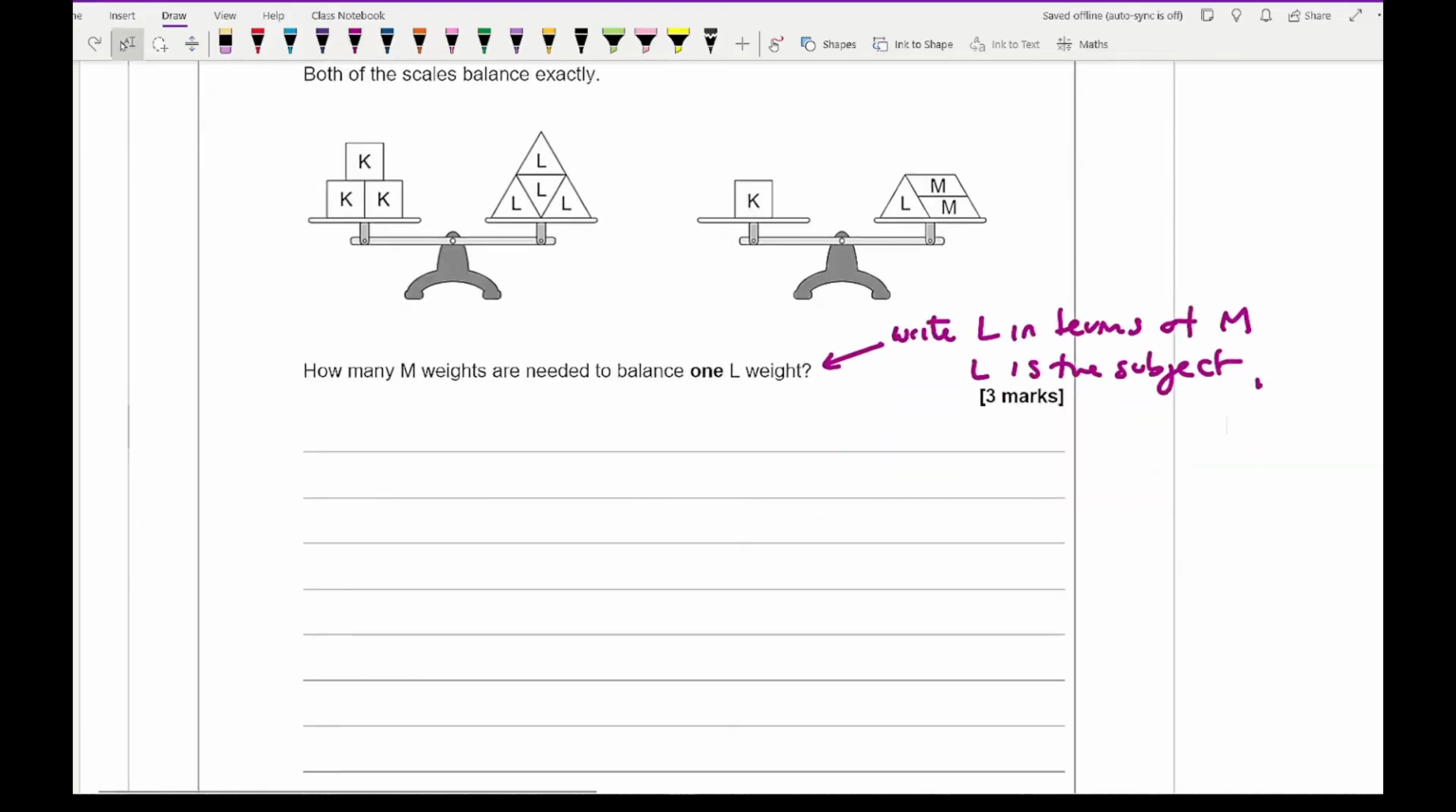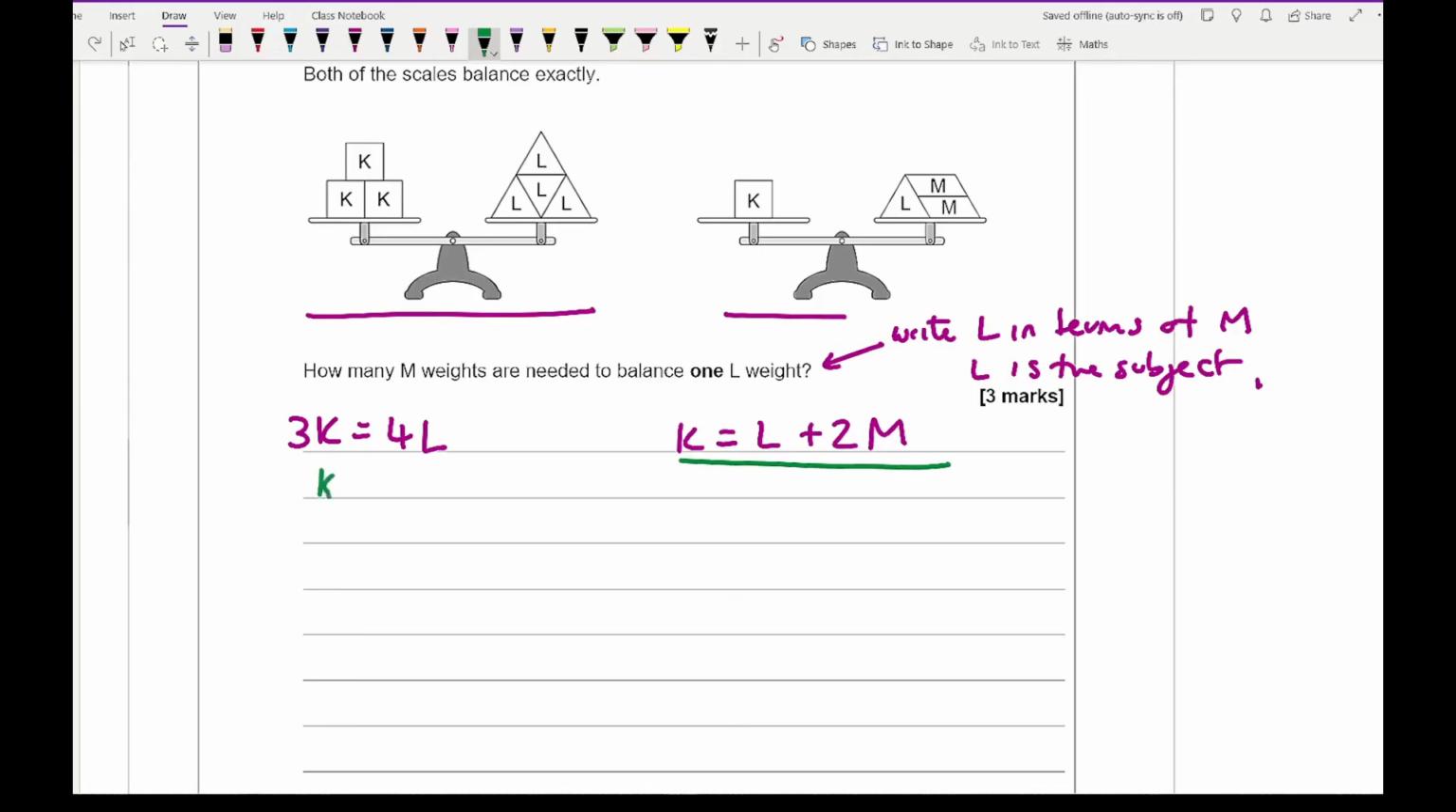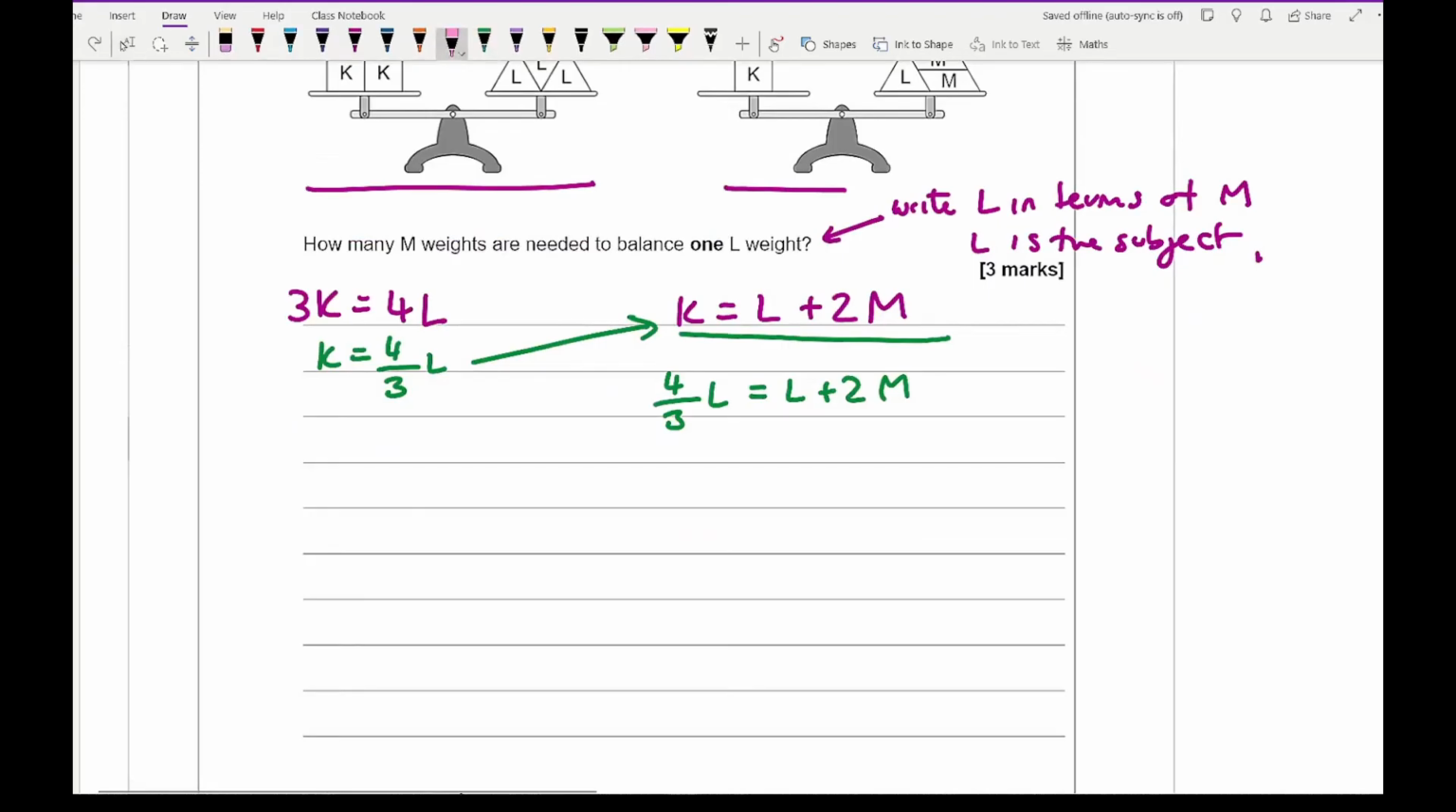So from this, if I convert this as an expression, I've got 3k equals 4l, and converting this into an equation, I've got k equals l plus 2m. Now what I need to do is, in this expression, get rid of the k. So if I make k the subject, I get k equals 4/3 l. Then substituting this into this, I get 4/3 l equals l plus 2m. From this, if I take the 3 over to the other side and multiply everything by 3, I end up with 4l equals 3l plus 6m.